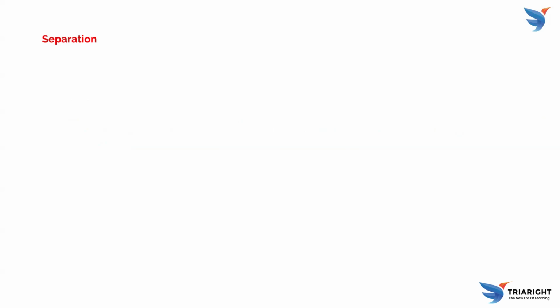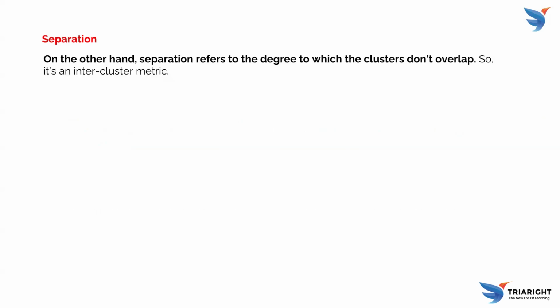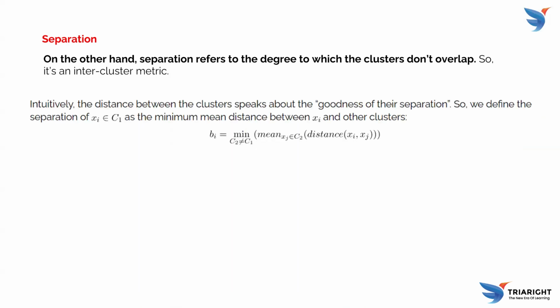Let's come to the separation. On the other hand, separation refers to the degree to which clusters do not overlap. So it is an inter-cluster metric. Initially, the distance between the clusters speaks to the goodness of the separation. So we define the separation of xi as the minimum mean distance between xi and the points in another cluster. We use this formula for it.